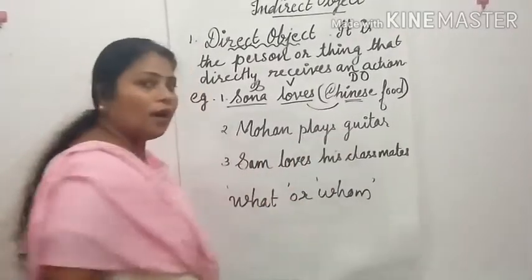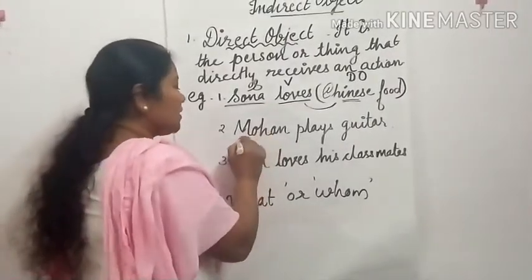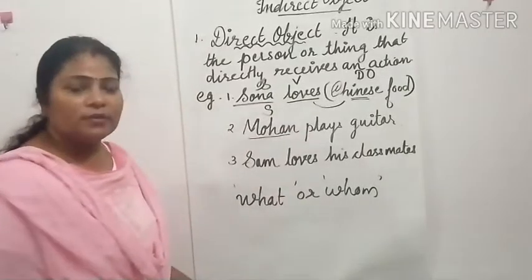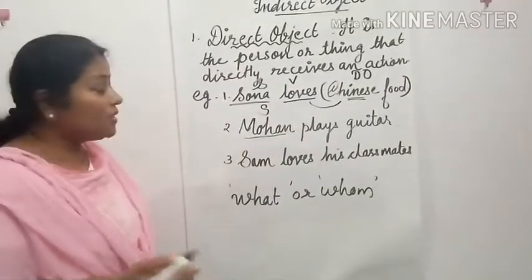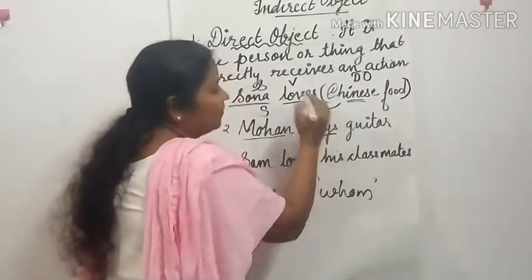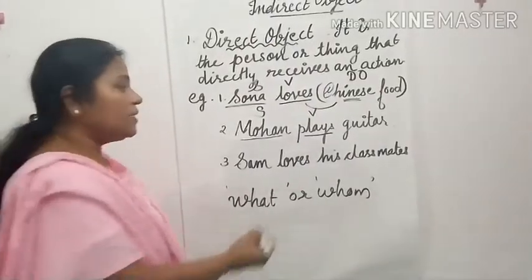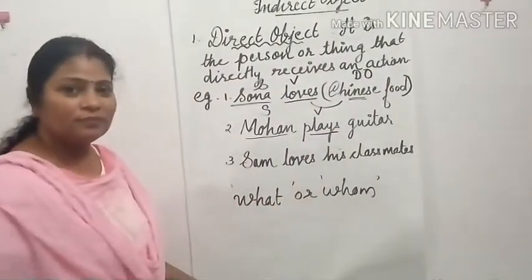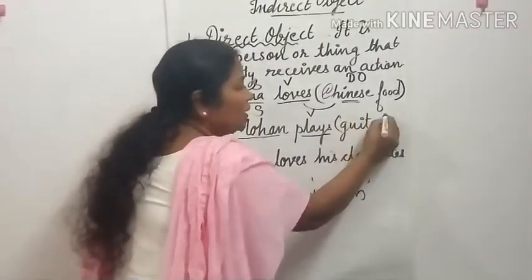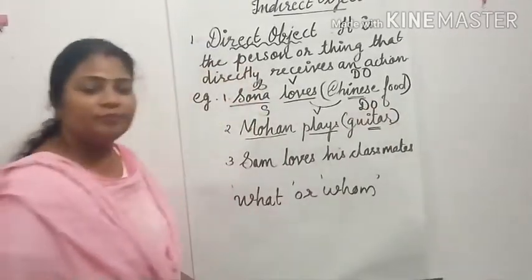Mohan plays guitar. About whom we are talking? Which is our subject? Yes, our subject is Mohan. And what is the action? Which is the action verb over there? Our verb is plays. Now ask the question. Plays what? Yes. Plays guitar. So, guitar becomes our direct object.